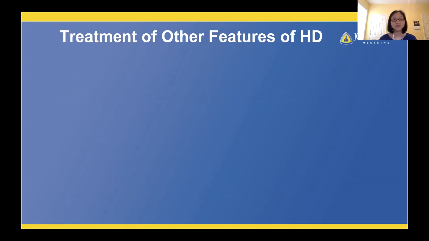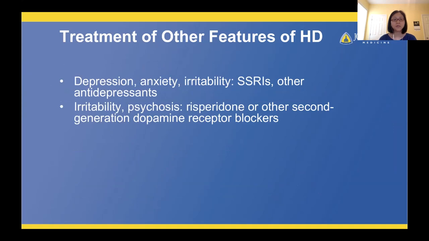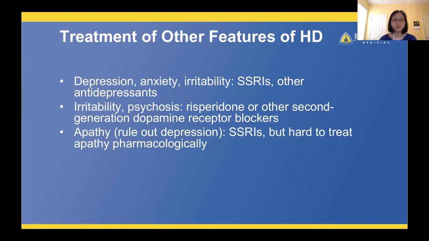Now, there are also treatment options available for other features of HD. So all the emotional and behavioral symptoms, a lot of them have effective treatments. Just like we would do for anyone else who has depression, anxiety, and irritability, we would try SSRIs and other antidepressants. For irritability and psychosis, again, risperidone or other second-generation dopamine receptor blockers. Apathy, first, we need to try and rule out depression as it can mimic apathy. Again, we try SSRIs, but it is harder to treat apathy pharmacologically.